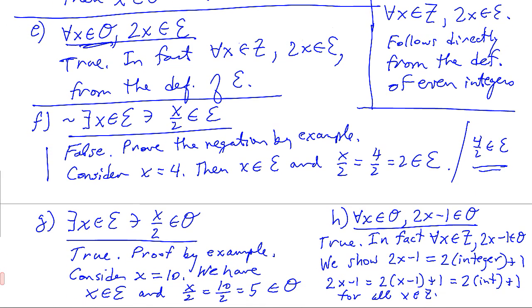I want to show that 2x minus 1 is of the form 2 times an integer plus 1. Well, I can rewrite 2x minus 1 as 2 times the quantity x minus 1, plus 1. And that is of the form 2 times an integer plus 1. And that works for all integers x in Z, and therefore 2x minus 1 is odd, just the way 2x plus 1 is odd.